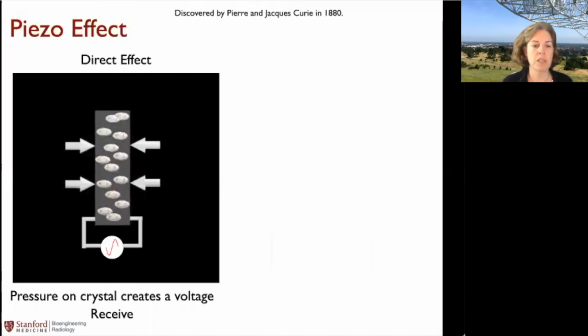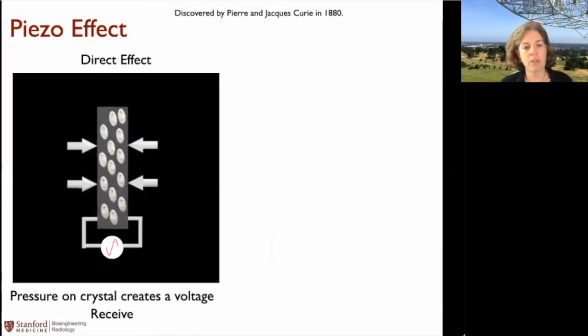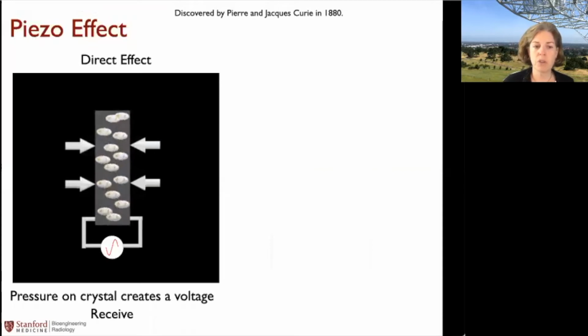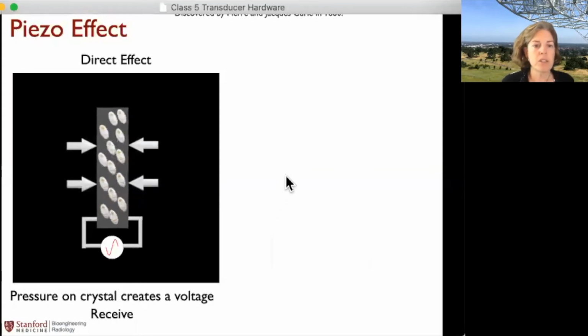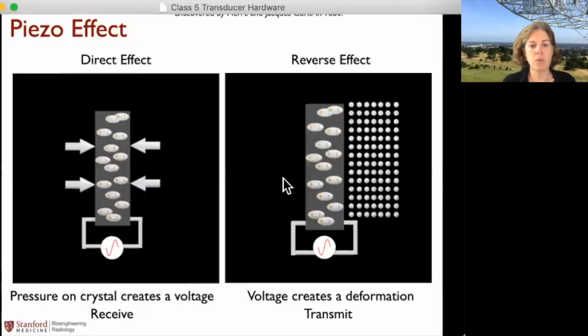So you put it up against the tissue, and then the pressure wave that comes back from the tissue is going to create a pressure change. It's going to deform the crystal, and then you can create a voltage that can be picked up by the computer. So that's the direct effect. And then there's the reverse effect.